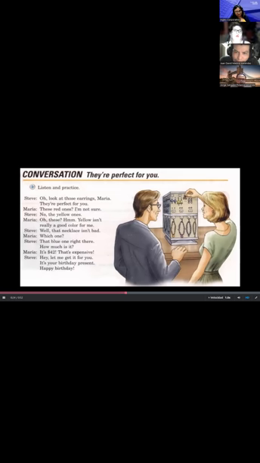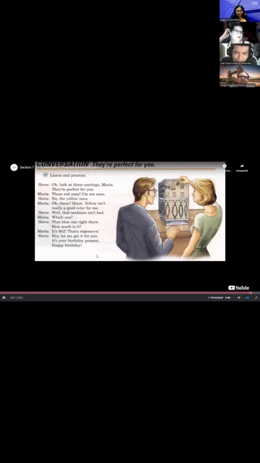In this lesson, participants will listen to a conversation about demonstratives while shopping. Here we go. Oh, look at those earrings, Maria. They're perfect for you. These red ones? I'm not sure. No, the yellow ones. Oh, these? Yellow isn't really a good color for me. Well, that necklace isn't bad. Which one? That blue one right there. How much is it? It's $42. That's expensive. Hey, let me get it for you. It's your birthday present. Happy birthday.